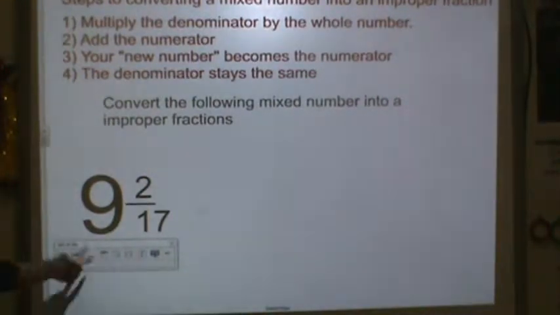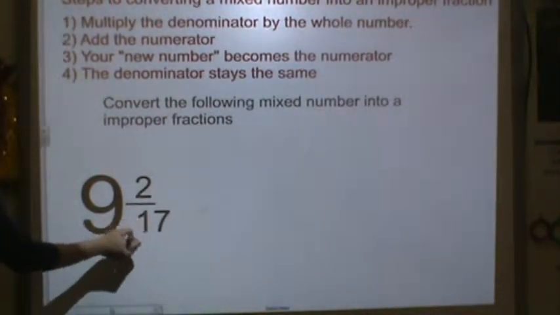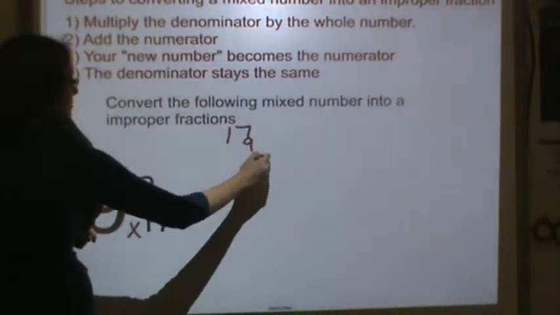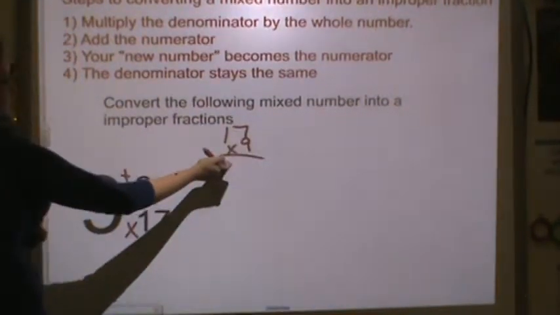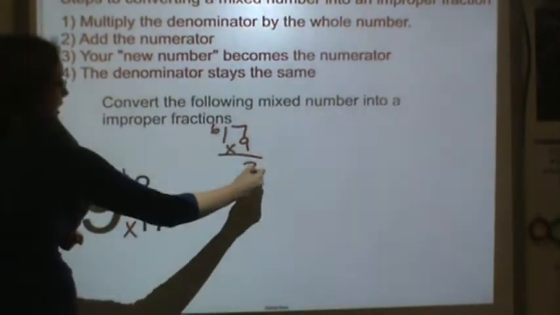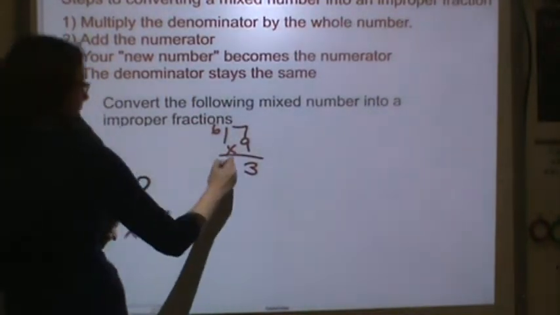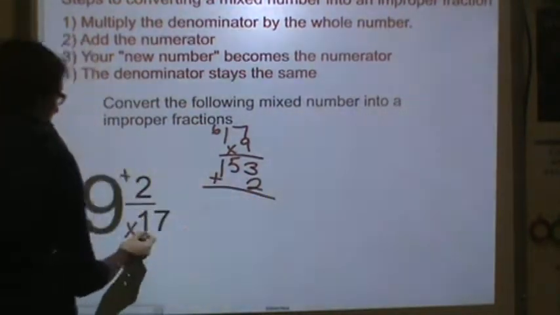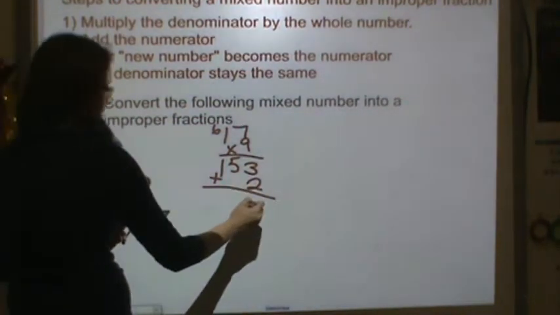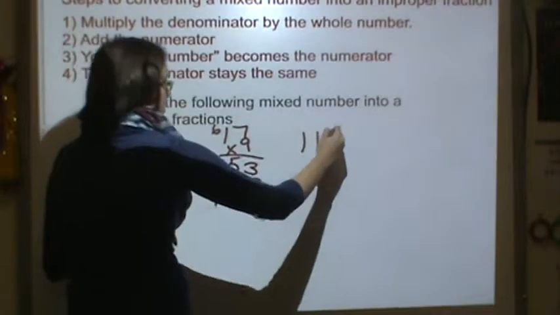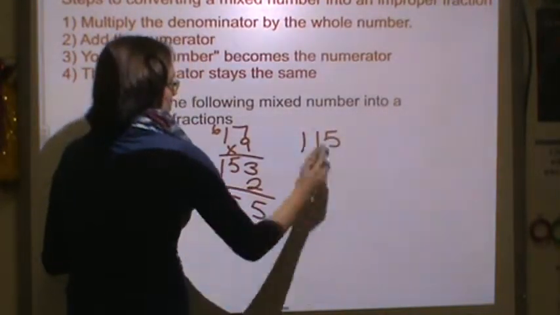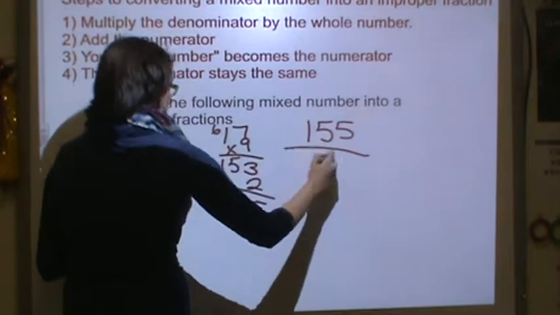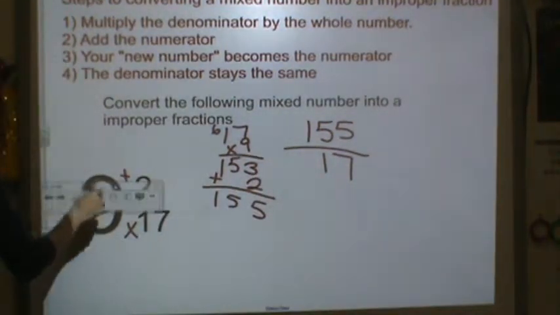All right, let's try another one. 9 and 2/17. So multiply, add. I don't know 9 times 17 off the top of my head, so I'm going to do some multiplication. 7 times 9 is 63. 9 times 1 is 9, plus 6 is 15. Now I need to add, right? Multiply 9 times 17 and then add. So I have 153, plus 2 is 155. Goodness, that's the second mistake in a row. 155, and remember my denominator stays the same.